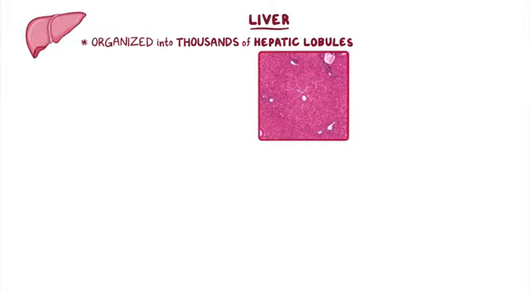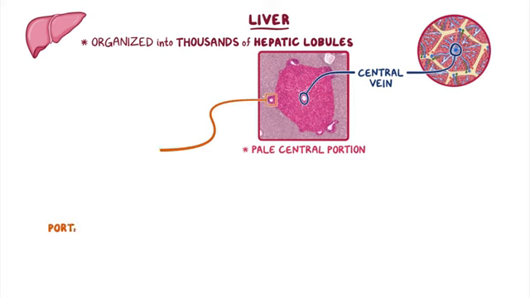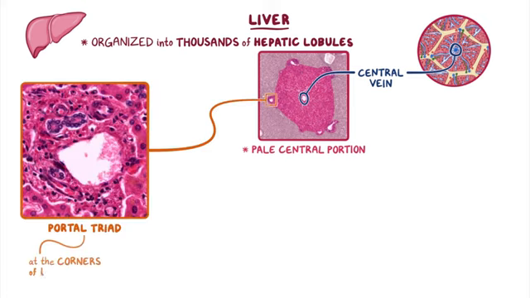Alright, as a quick recap. The liver is organized into thousands of hepatic lobules. At lower magnification, the lobules can be identified by their prominent central vein, as well as a slightly pale central portion of the lobule compared to the edges of the lobules. The portal triads are found at the corners of the lobules. Each portal triad contains a portal venule, hepatic arteriole, and bile duct.